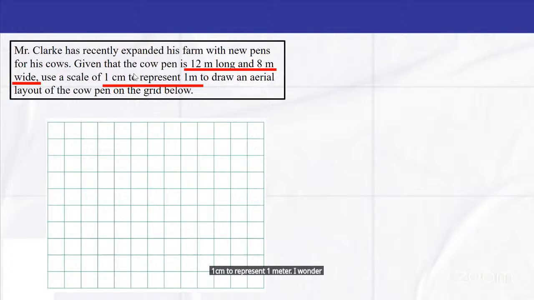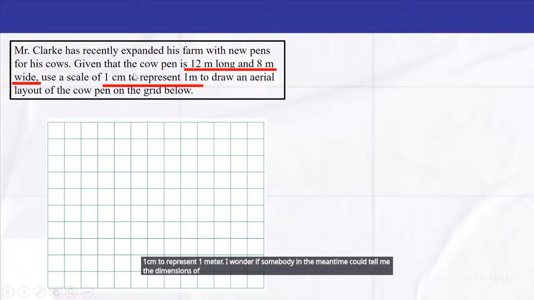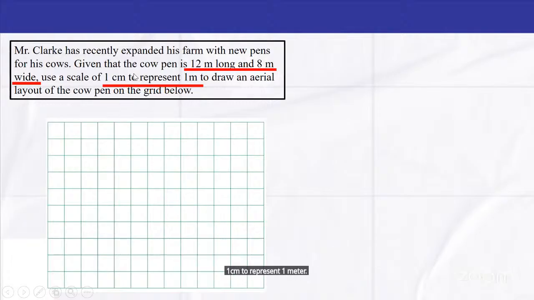I wonder if somebody in the meantime could tell me the dimensions of the rectangle, since we are using 1 centimeter to represent 1 meter, and the cow pen is 12 meters long and 8 meters wide. How would we label the diagram? How would we represent the diagram? What would be the dimensions of the diagram? Anybody, Mrs. Hales?